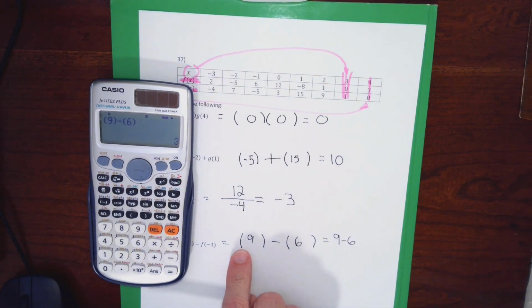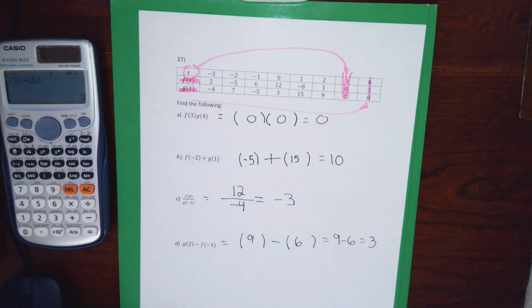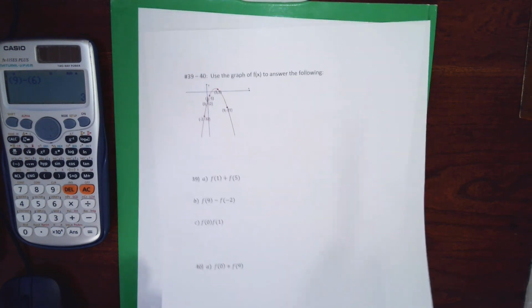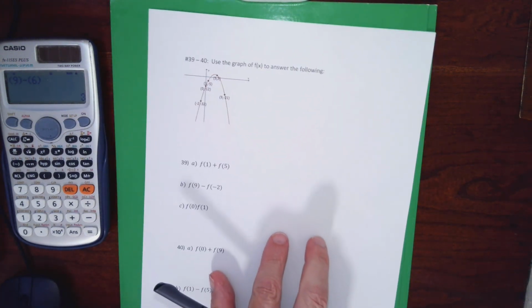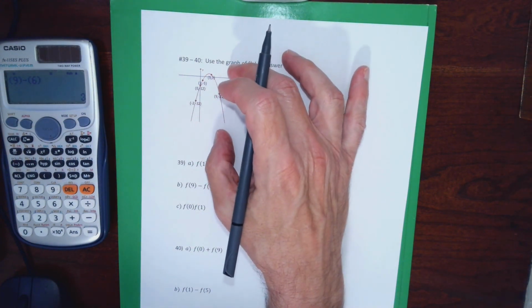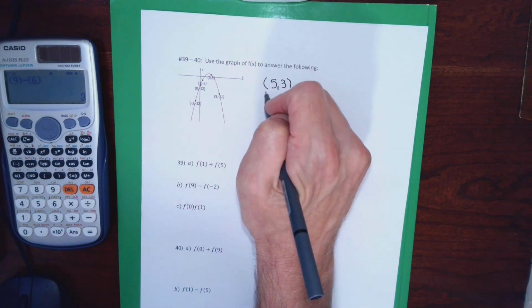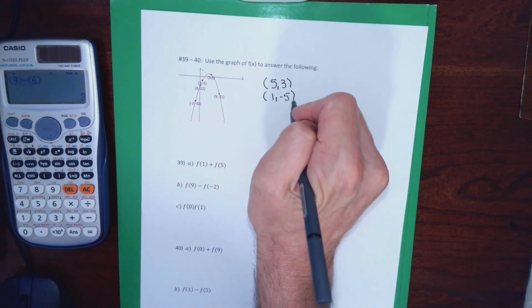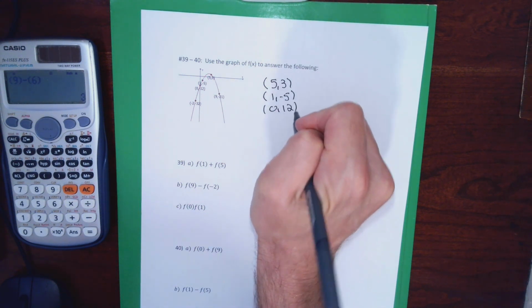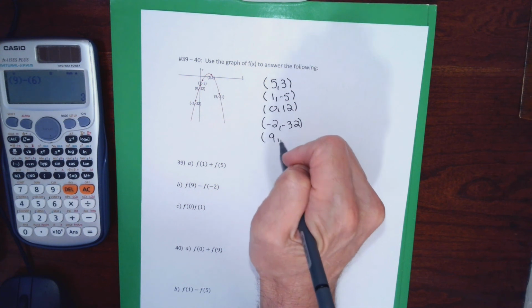First parentheses doesn't have a sign in it, and the second parentheses doesn't have like a binomial, so I can just drop the parentheses. Regardless, the answer is just going to be 3. That's one newish kind of problem. The last newish kind of problem, instead of giving me a table to get the function values, I give you a picture. And this is a graph of the function f of x. I labeled some points. For what it's worth, the points that are labeled are 5, 3, 1, -5, 0, 12, negative 2, negative 32, and 9, negative 21.